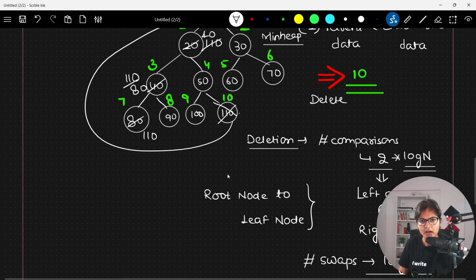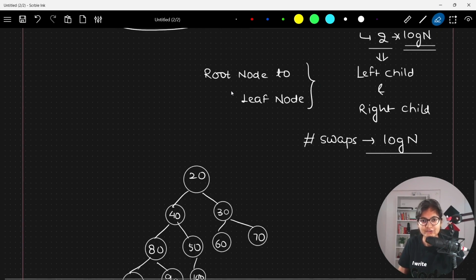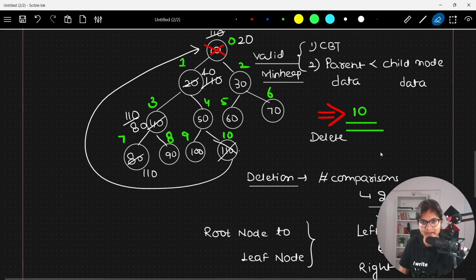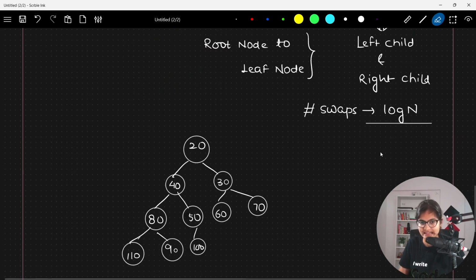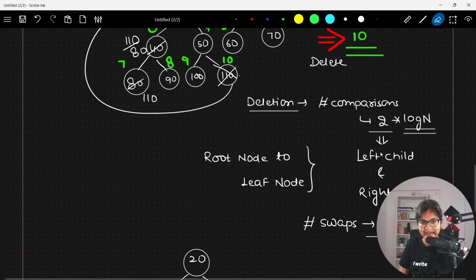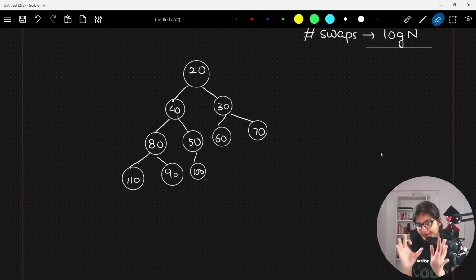So, no, this is deleted, right? This is deleted. So this is the final structure. I think we will get 20, 40, 30, 80, 50, 60, 70, 110, 90 and 100. Yes. So this is the final Minheap that we will get after applying one deletion.